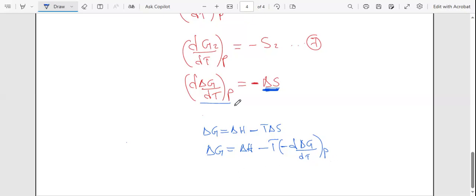So that means the negative and the negative will multiply, so we have now the change in Gibbs free energy is equal to enthalpy change plus temperature, open bracket, d change in Gibbs over dT at constant pressure. So this is the famous equation you have been seeing. This is the Gibbs-Helmholtz equation. So that's how we derive it.